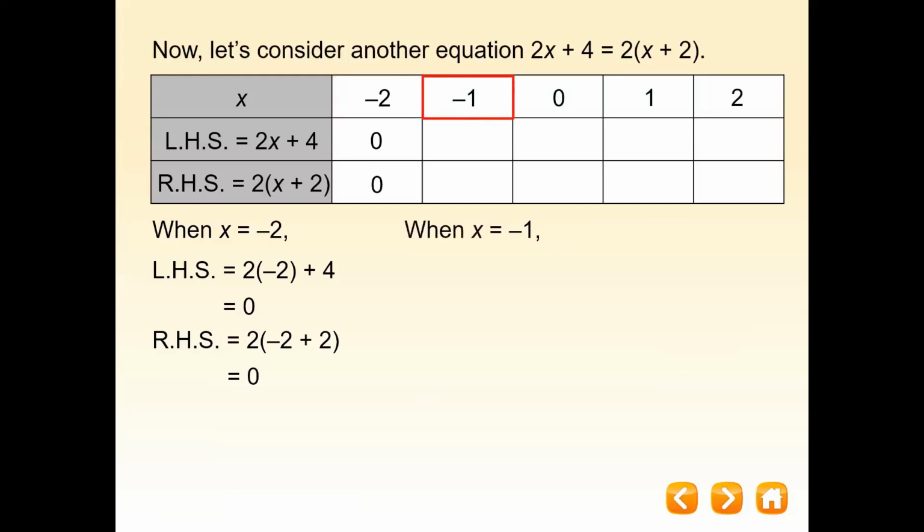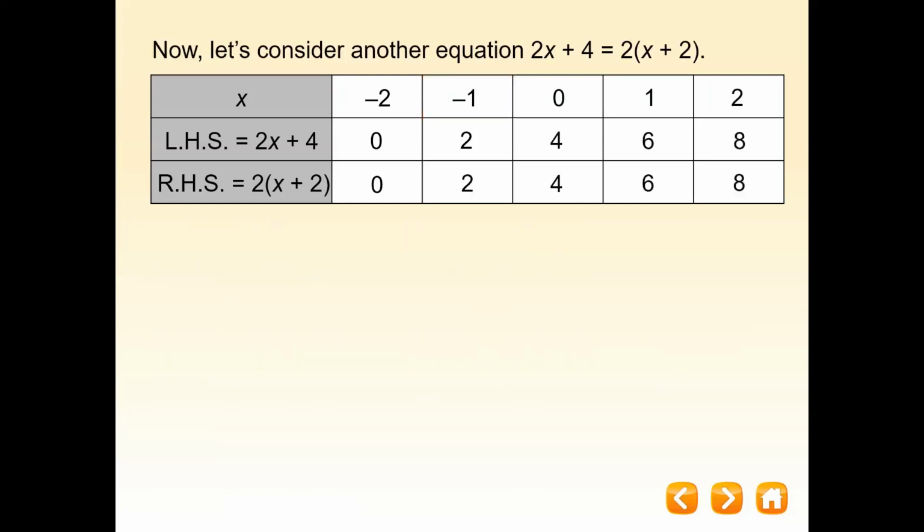Next, when x equals to -1, left-hand side equals to 2 times -1 plus 4 equals to 2. Right-hand side equals to 2 times bracket -1 plus 2 equals to 2. Similarly, we can calculate the values on the left-hand side and right-hand side for x equals to 0, x equals to 1, and x equals to 2.